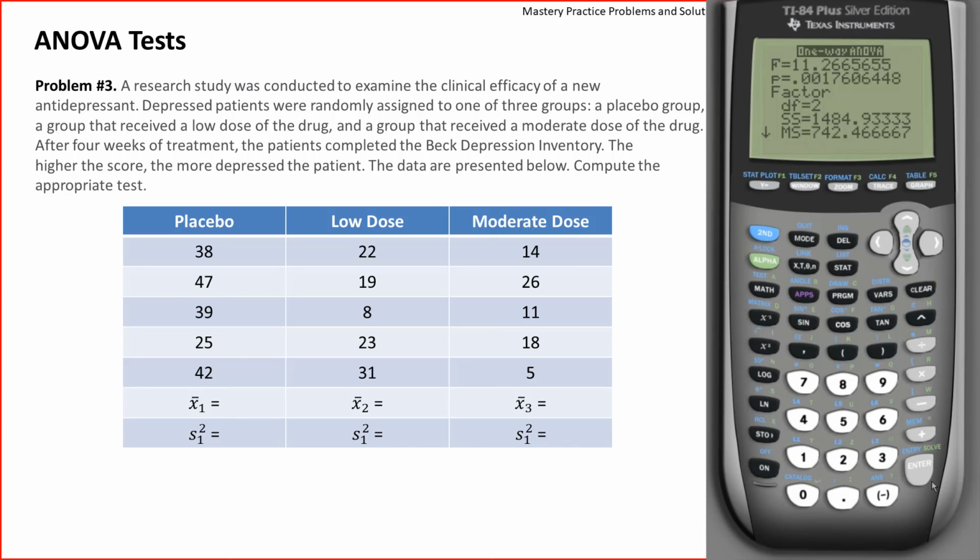Okay, that's all there is to it. Let's move on to the last problem of the mastery practice problems and solutions.